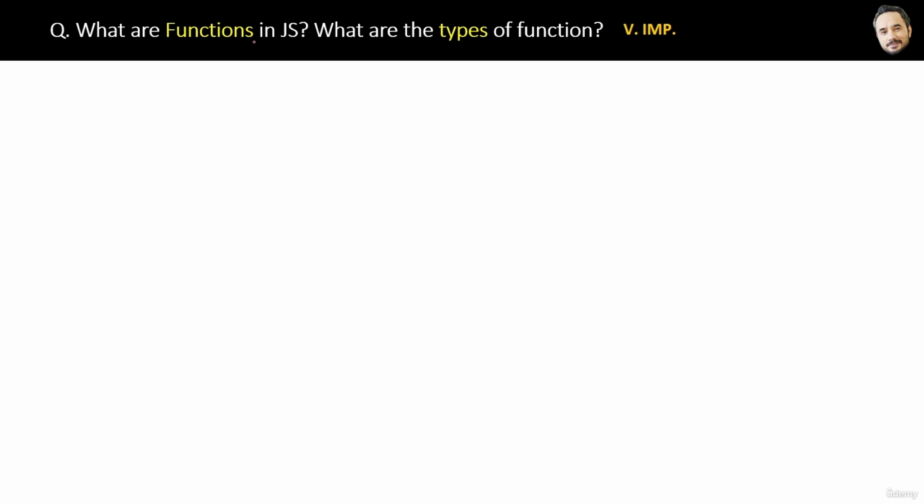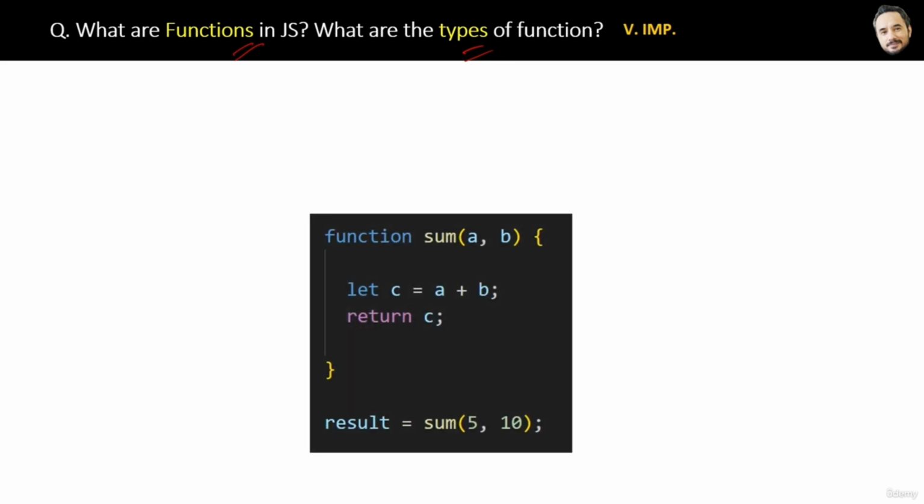What are functions in JavaScript? What are the types of functions? Very basic and very important question. Let's first see a simple JavaScript function code and the parts of it.